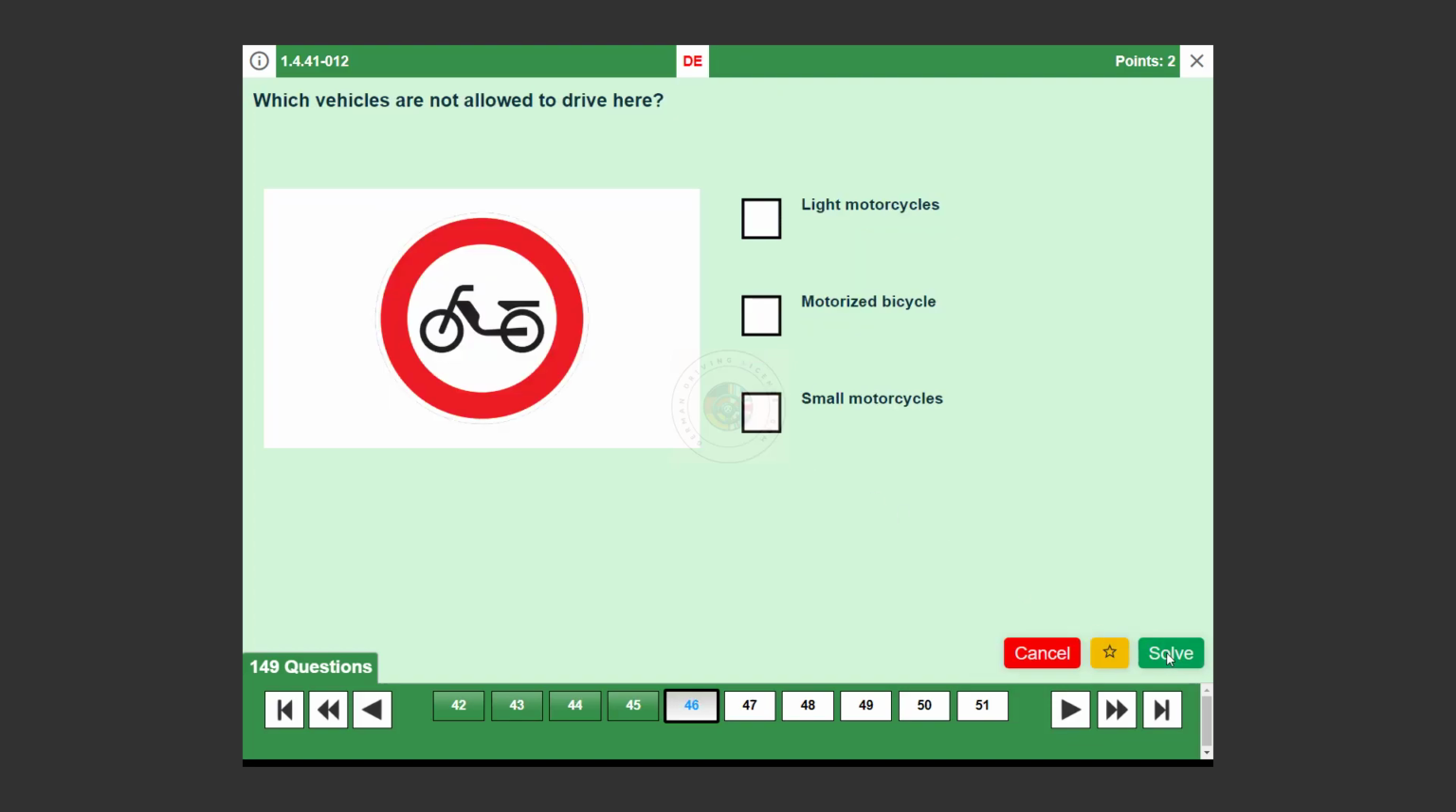Question number 46. Which vehicles are not allowed to drive here? Small motorcycles. False. Despite the prohibition, this specific sign does not include small motorcycles in the restriction. Light motorcycles. False. Light motorcycles are also not covered by this specific prohibition sign. Motorized bicycle. True. The sign explicitly prohibits motorized bicycles, mopeds, from using this road, ensuring safety and adherence to road regulations.